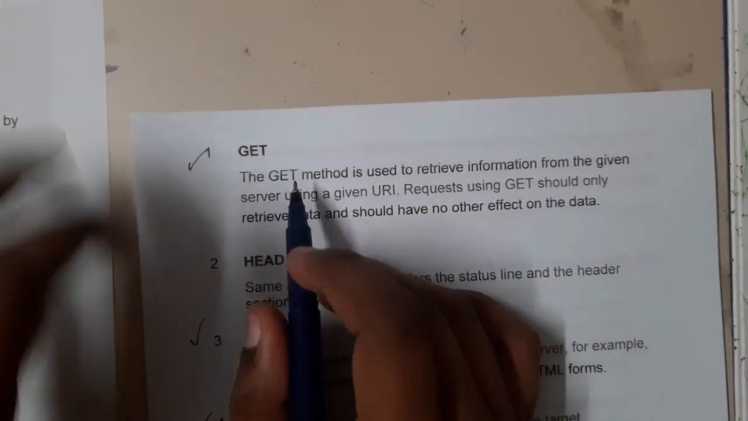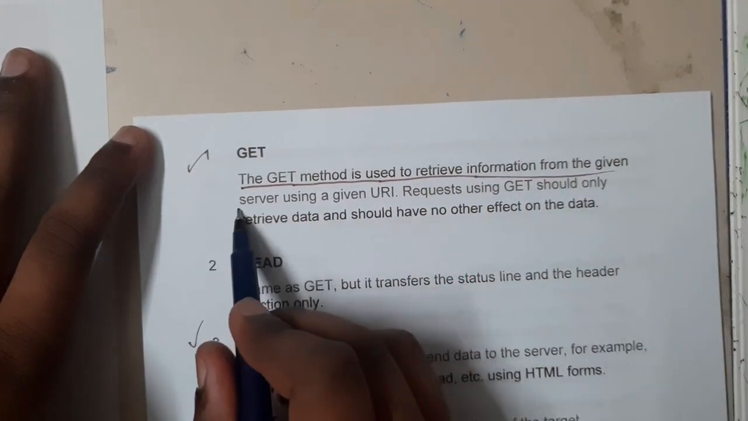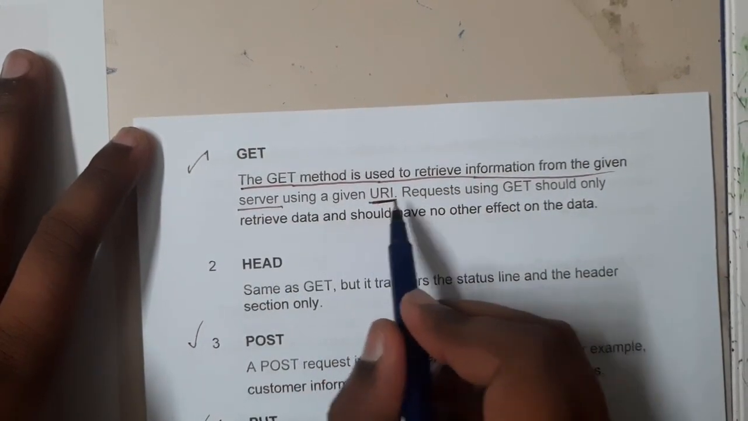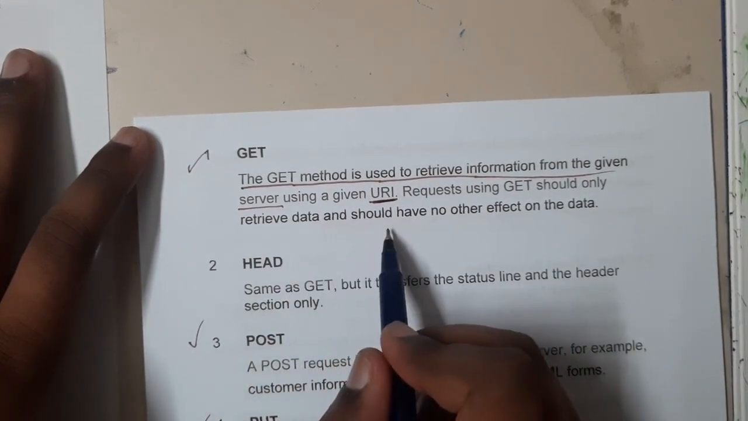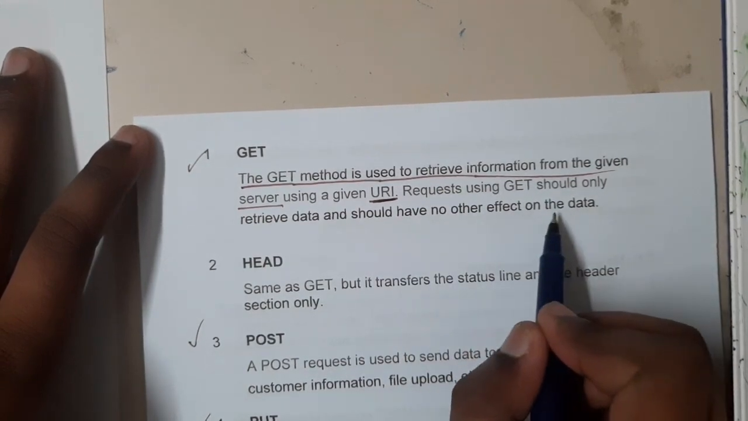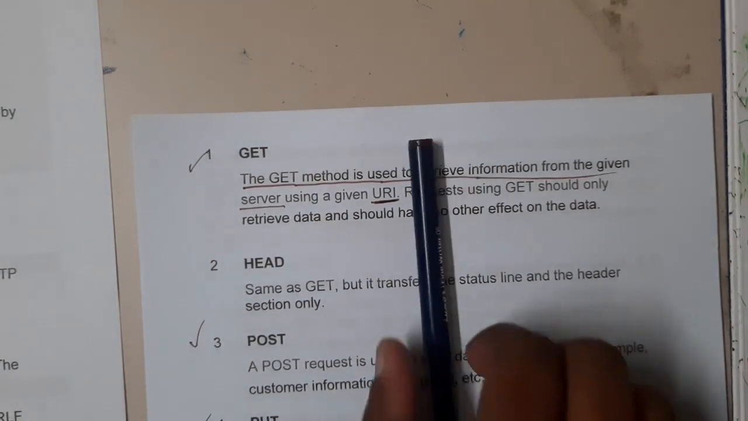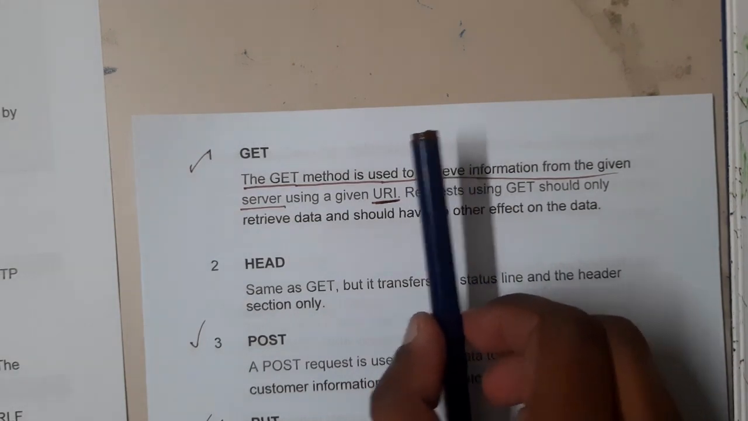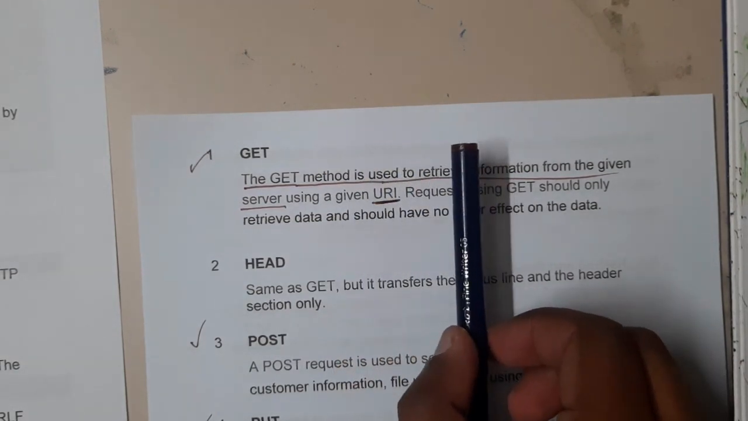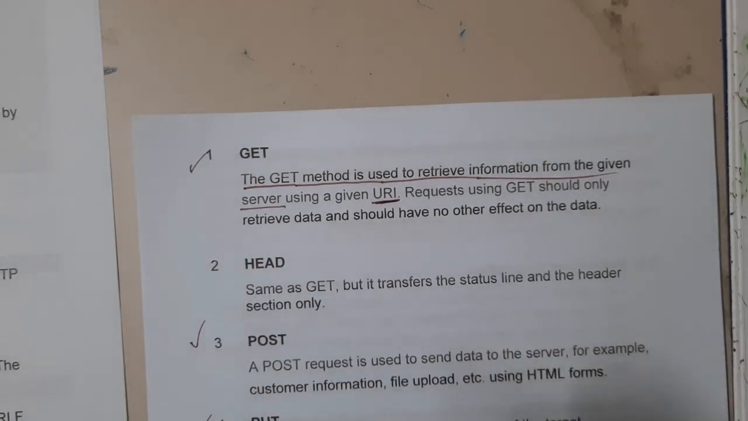The get method is used to retrieve information from the given server using the URI. A request using get should only retrieve data and should have no other effects on data. So what does get mean? If there is some data, I'll be getting it. This is nothing but get data. Here you will be getting a small copy of it, so that you can print it. That's it. URI is nothing but uniform resource identifier. Based on that you'll be getting it.